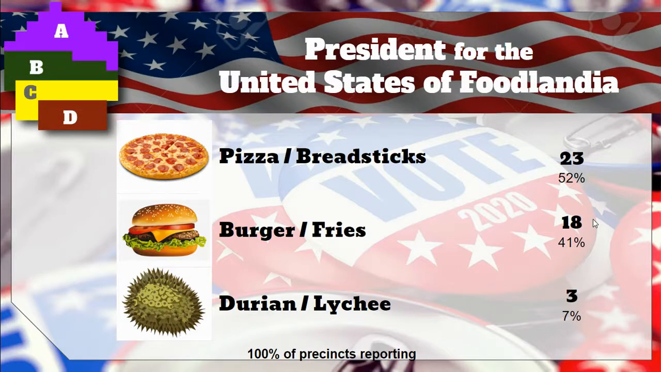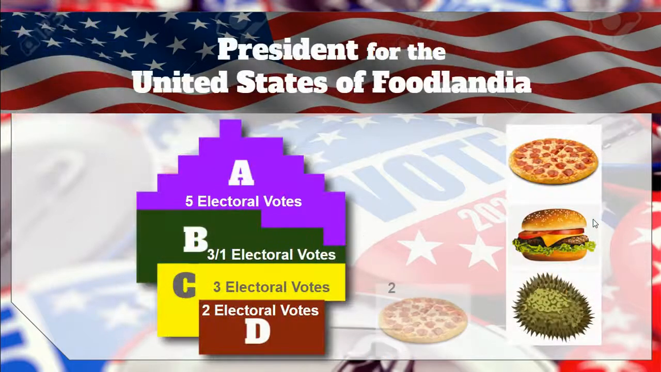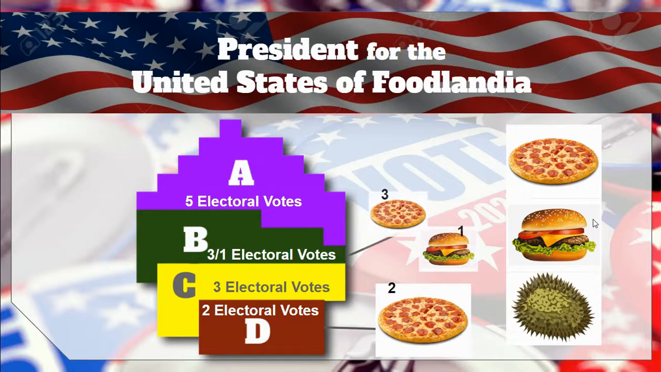So, updated numbers here. Pizza Breadstick is going to win the popular vote overall, 23 to 18 to 3. They're going to get 52% of the popular vote. But more importantly, we know it's all about the Electoral College. You had Pizza getting 2 from the state of D and 3 from the state of B, while Burger picked up 1. A came in and made it interesting with a Burger, getting 5. That made the score 6-5.